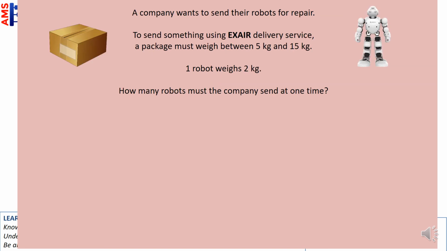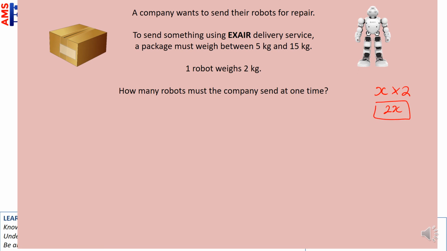A company wants to send their robots for repair. To send something using X-Air delivery service, a package must weigh between 5 kg and 15 kg. Now, one robot weighs 2 kg. How many robots must the company send at one time? We don't know how many robots are being sent, so we're going to use X. We do know that each robot weighs 2 kg, so 2 times X is 2X. So this will represent the weight of the robots being sent.